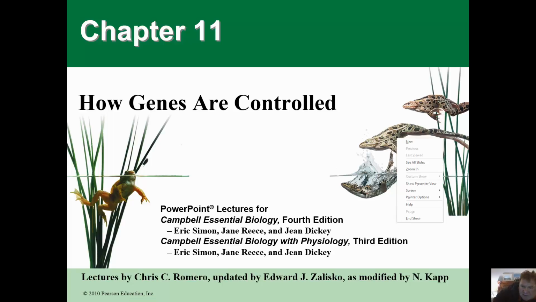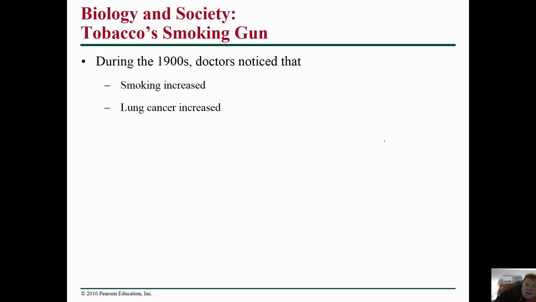Okay, welcome to chapter 11. Basically, in this chapter, we're going to look at how genes are controlled. A big thing in biology is looking at when genes are turned on and turned off.